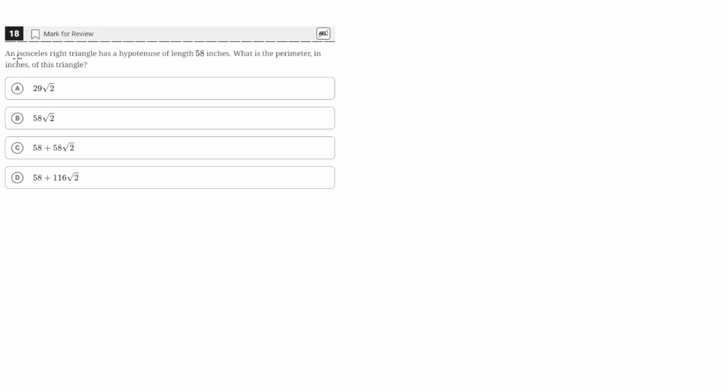An isosceles right triangle has a hypotenuse of length 58 inches. What is the perimeter in inches of this triangle? So we have an isosceles right triangle whose hypotenuse is 58 inches. And since it is isosceles, it means the length of both of these sides is the same. So let's just say they're x units in length.